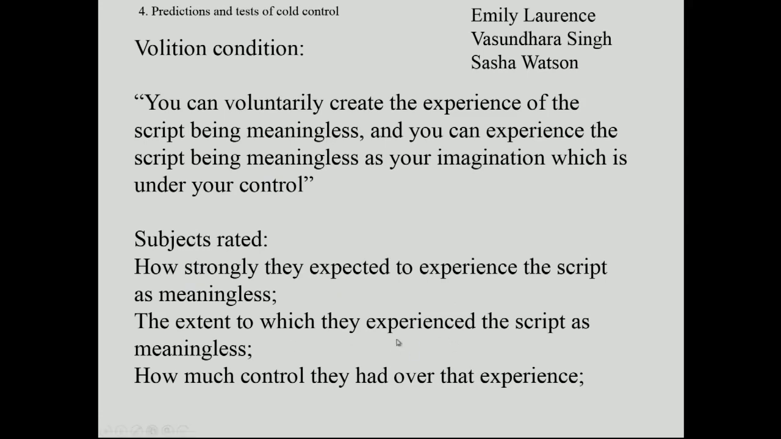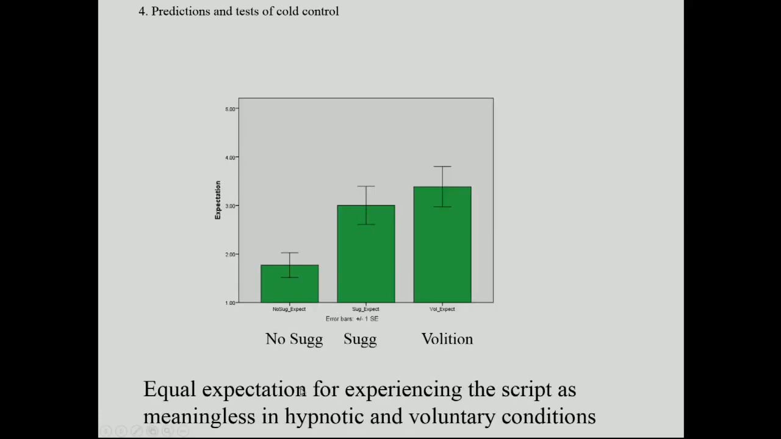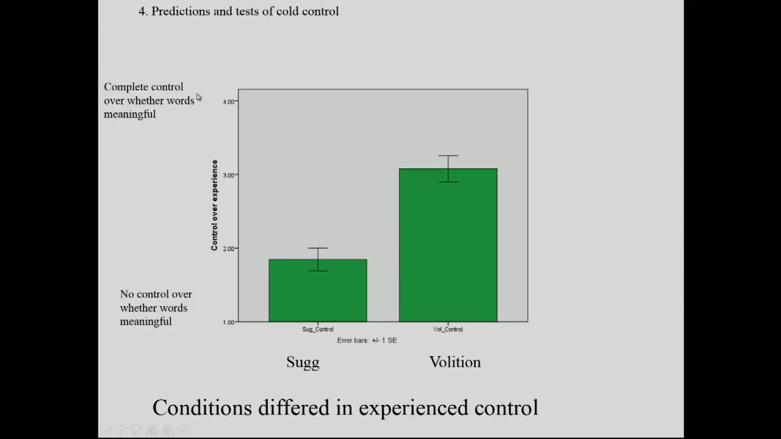So in terms of expectations, the volitional condition had just as strong expectations as the standard suggestion condition. So we controlled for that, so expectations can't be a confound, in other words. We looked at how much control they experienced over the experience of meaninglessness. The suggestion condition had control on the lower end, no control over whether words were meaningful. Of course, you don't have control over your perception, right? And higher control in the volitional condition, which is how imagination works. You have control over your imagination. So we created a reasonable difference here in the instructions.